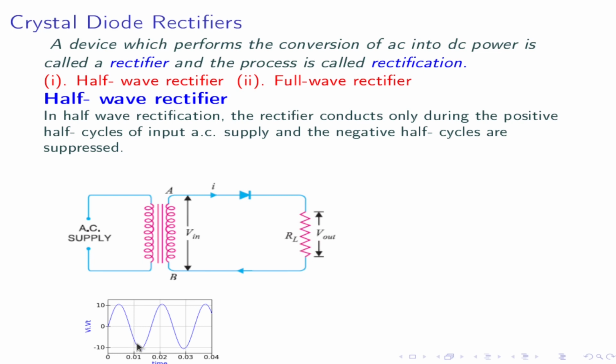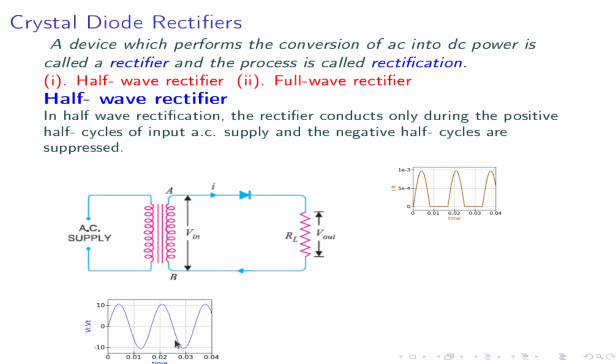And during the negative half cycle, the point A is negative with respect to B. Therefore, diode D1 is reverse biased and obstructs the current from passing through the diode, and we will not get any signal from the load resistor RL. This is the current. If you measure the current, it will be this length. So it will pass through the diode when it is forward biased, and there is no current during the negative half cycle.